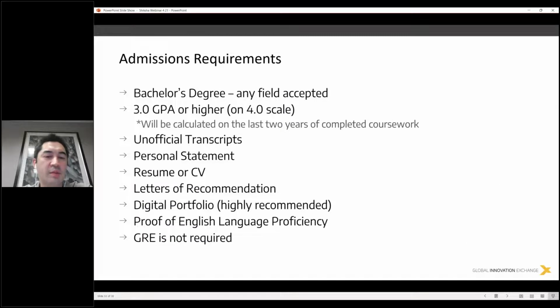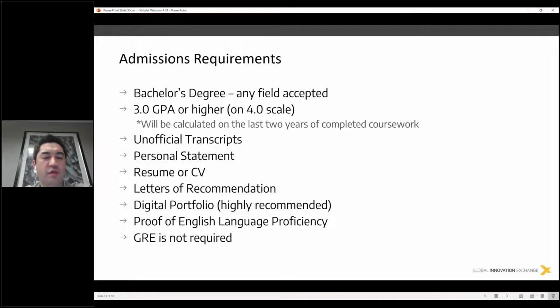Some admissions requirements for the program. So a bachelor's degree is required, a 4-year bachelor's degree, but any field is accepted. A 3.0 GPA or higher on a 4.0 scale. And other than that, it's a fairly typical graduate school application. So there's just transcripts, your personal statement, a resume, at least 2 letters of recommendation.